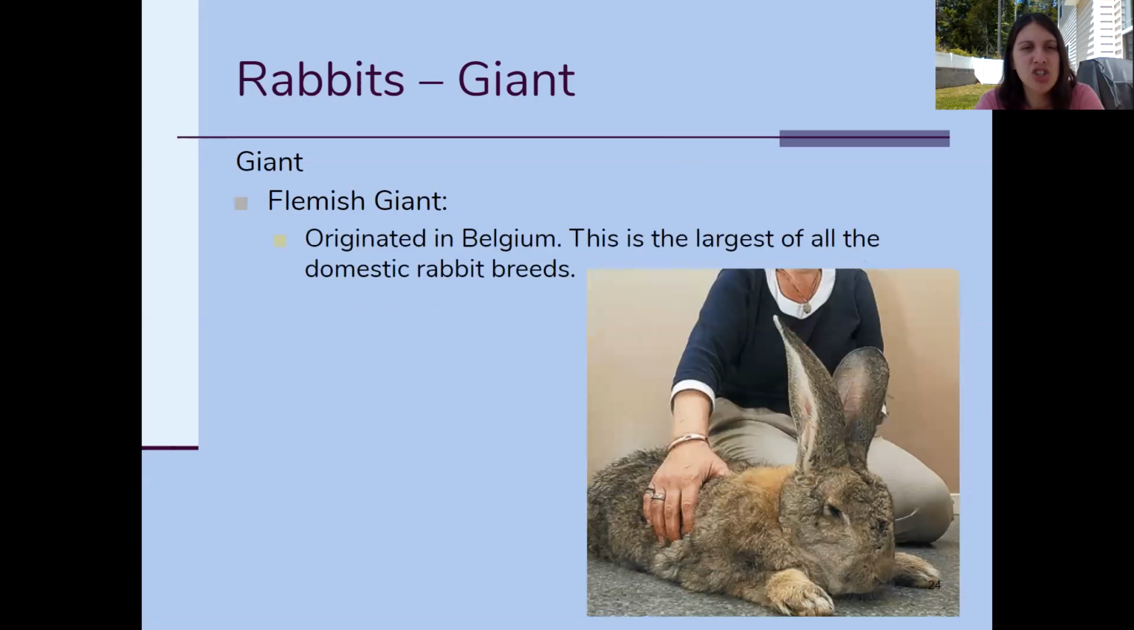And the Flemish Giant. This breed originated in Belgium. A lot of rabbit breeds originate over in Belgium. They obviously love their rabbits. This is the largest of the domestic rabbit breeds, commonly weighing in at around 22 pounds. That's a huge rabbit.